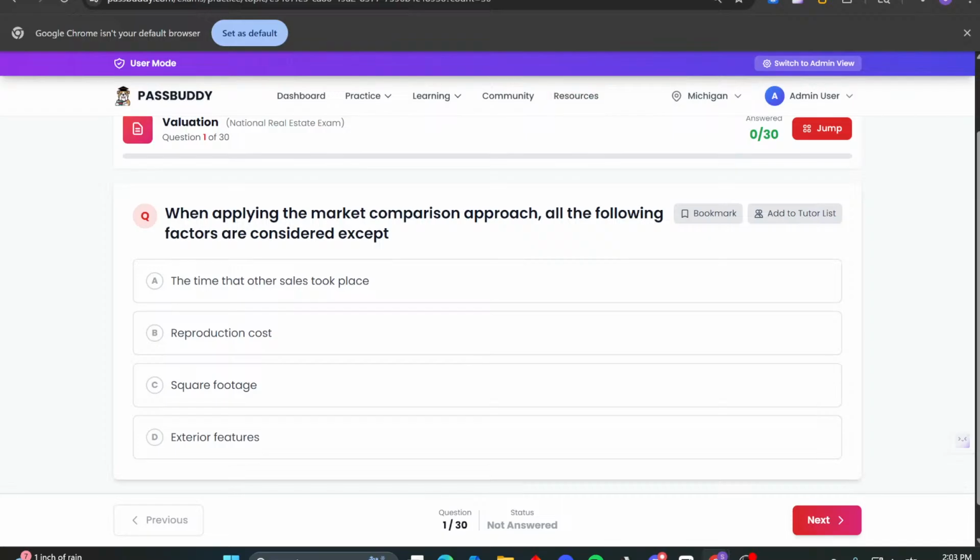Let's jump right into our first question. The first question says, when applying the market comparison approach, all the following factors are considered except the time that the other sales took place, the reproduction costs, the square footage, or the exterior features. So what say you in the chat?